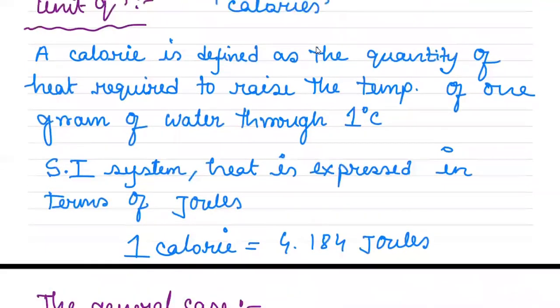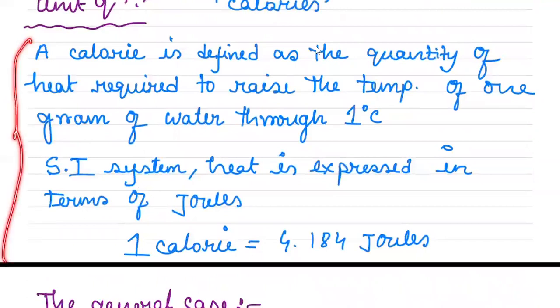So these are the things we have to remember, and they are very important. What is a calorie? What is the SI unit of heat? 1 calorie is equal to how many joules? 1 calorie is equal to 4.184 joules.